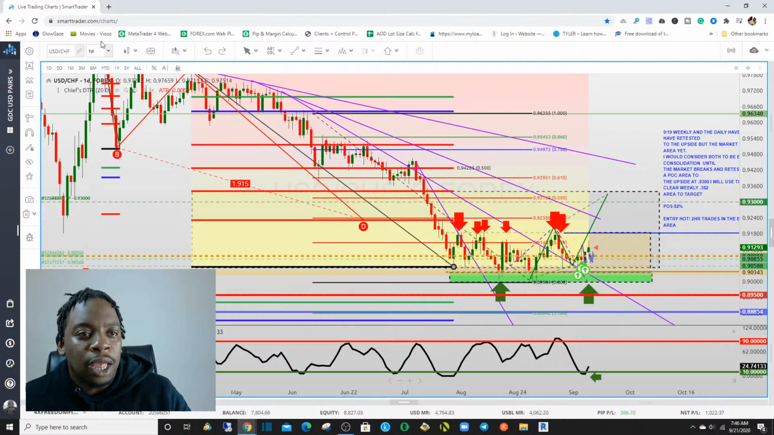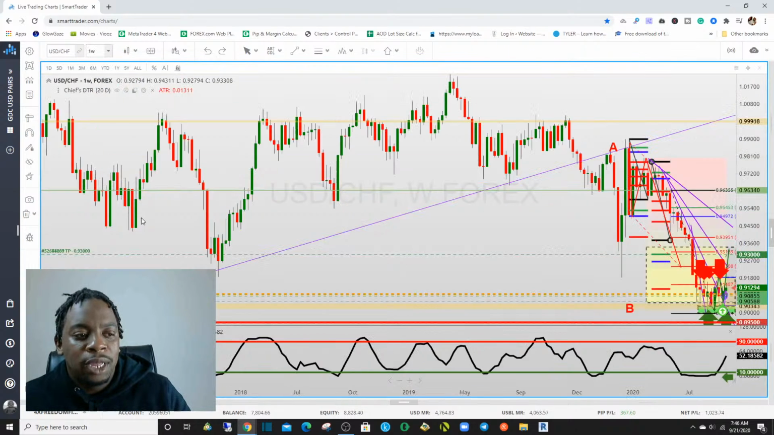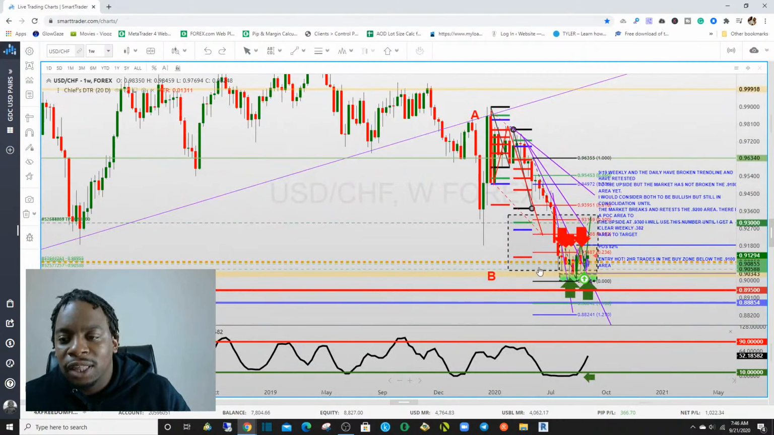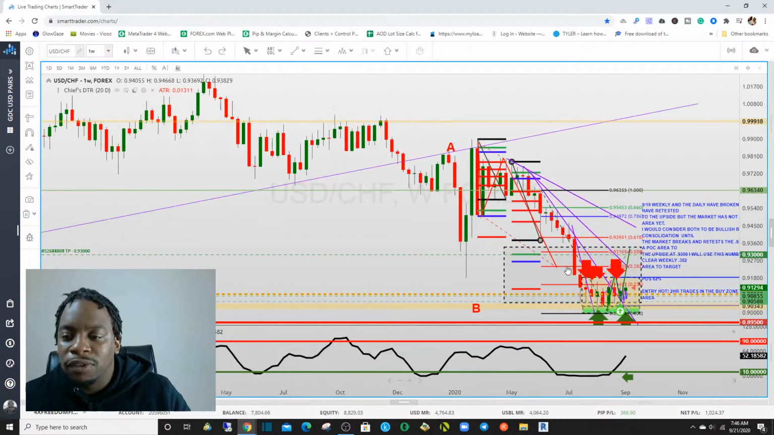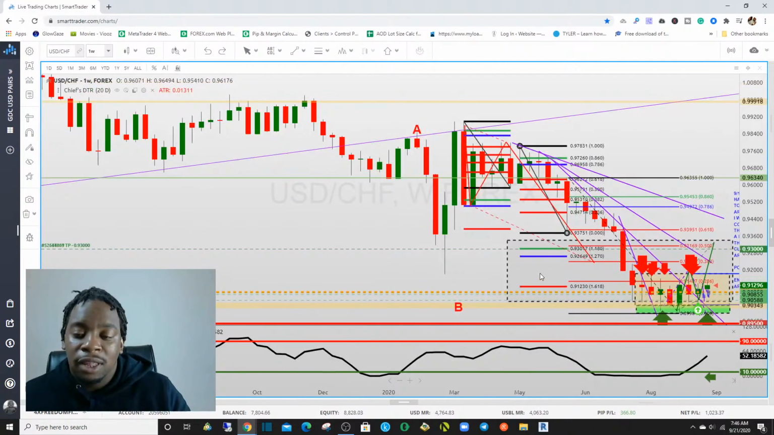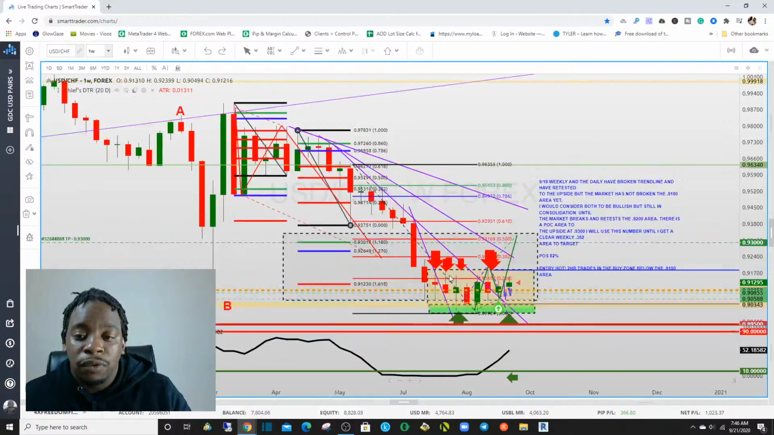So we look at this from a weekly. This market ended up hitting the weekly D extension, it hit the daily D extension. So that means that the market once again is in a state of transition. That is the term for this overall week, or this overall movement.